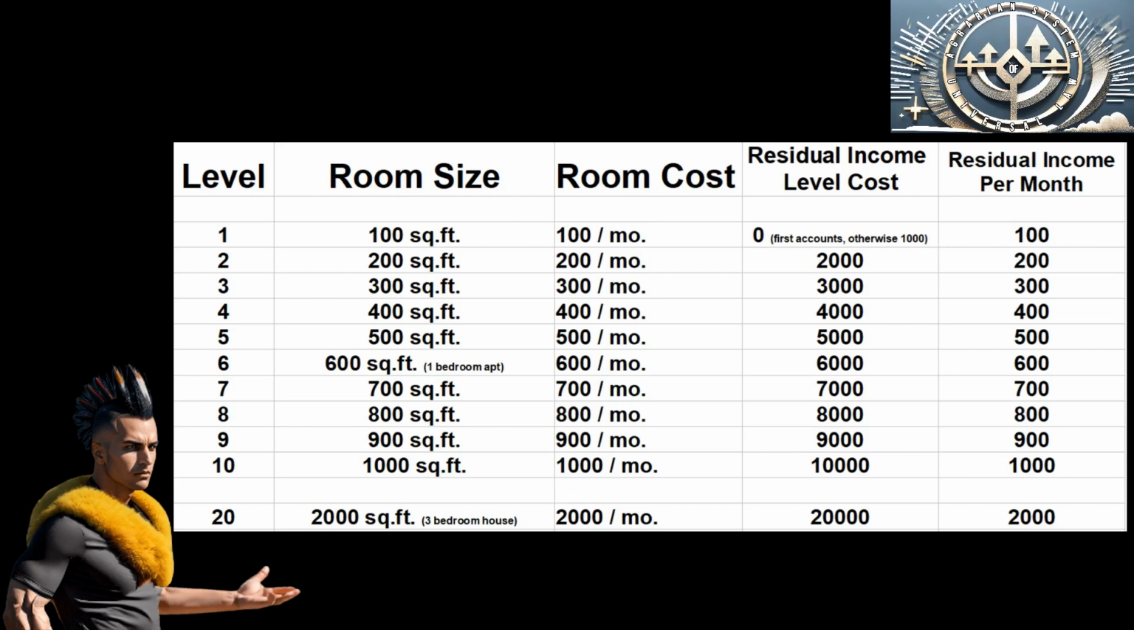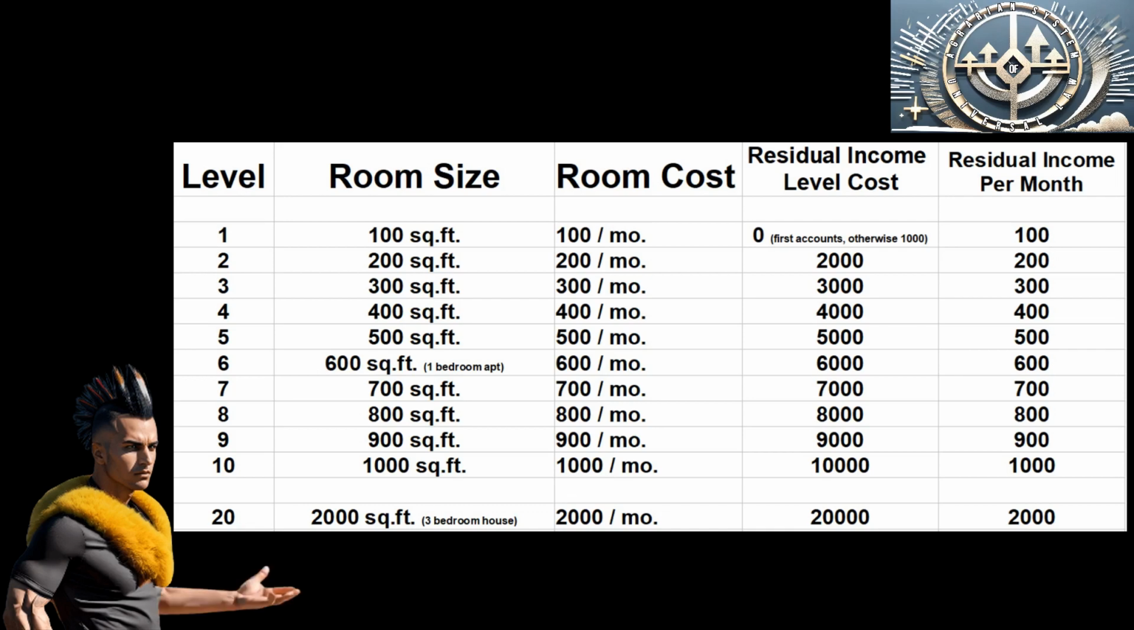So the Level 6 residual income account becomes a Level 6 room account and automatically covers the cost of the residence. In such a way, we would never have to worry about a thing like eviction, and we wouldn't even have to worry about a thing like paying the rent. It would automatically be offset and covered by the corresponding residual income account.